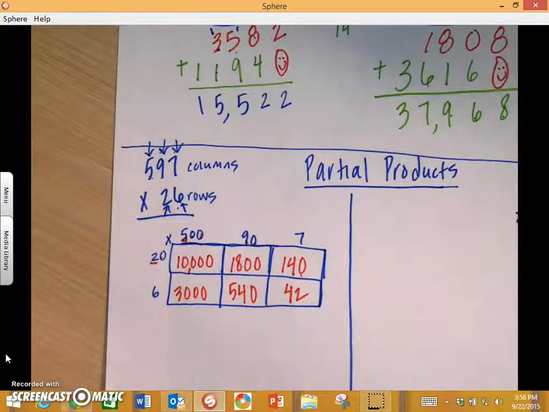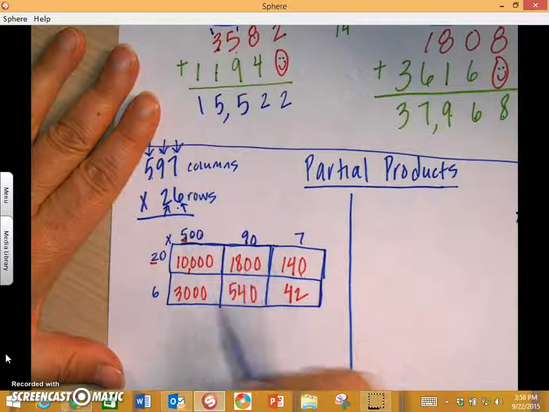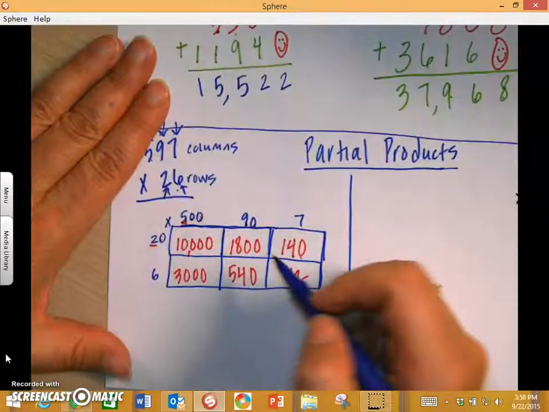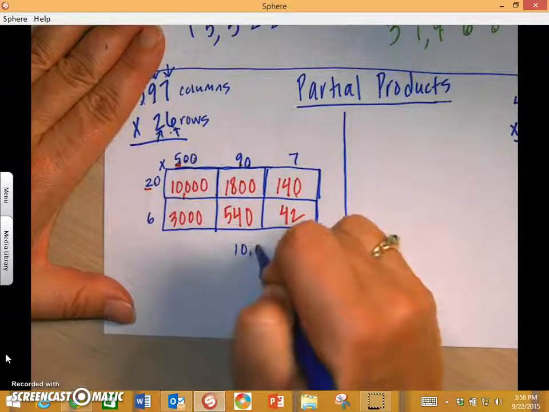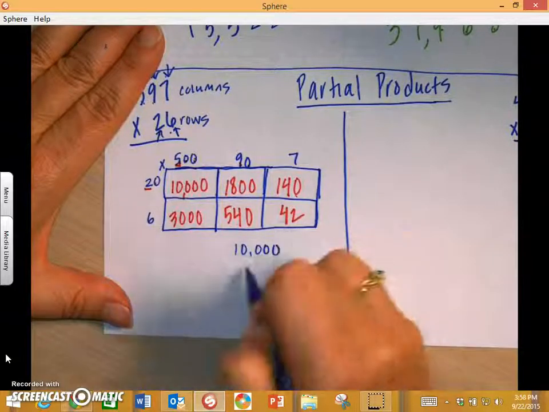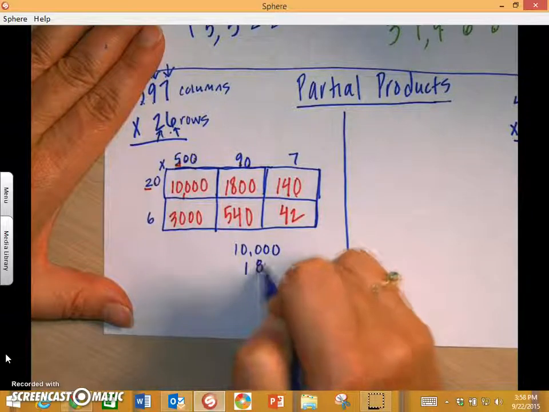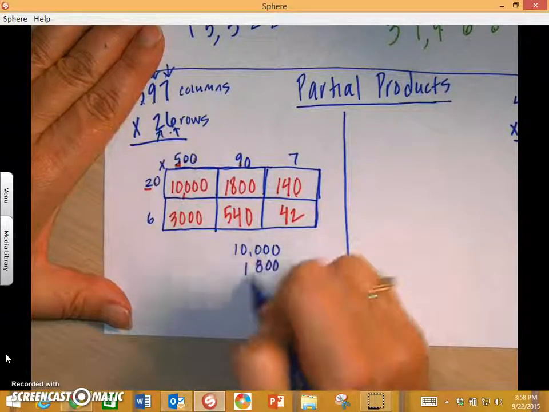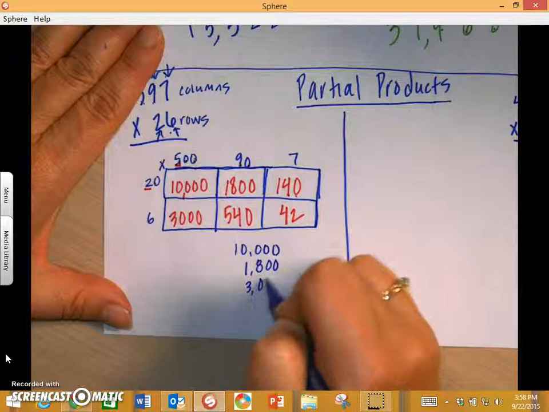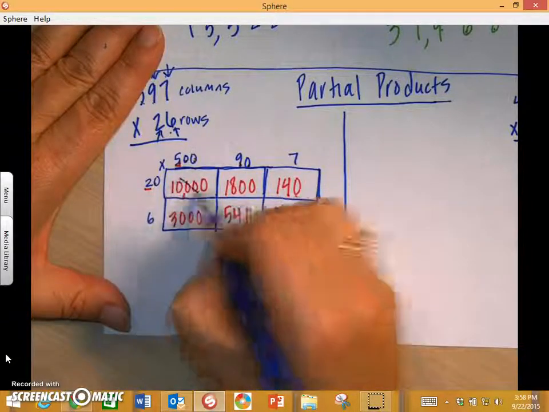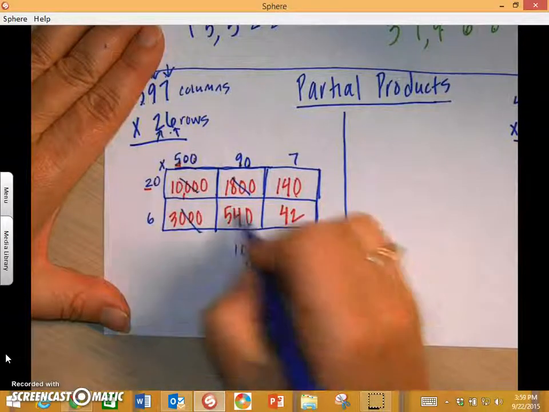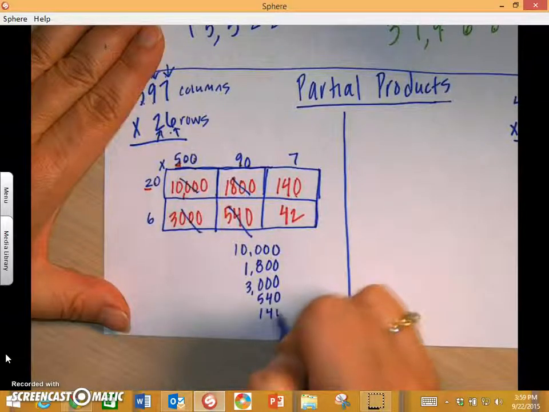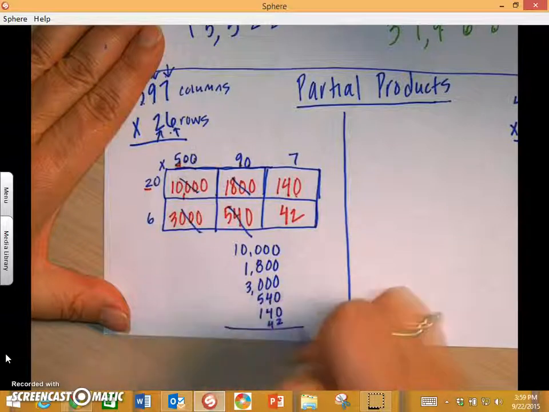So now the last step is to combine all of these numbers by adding. And I'm going to write really small so I can fit it all on here. 10,000. Make sure you line up your numbers. That's the trick to this. 1,800. I'm going to put 3,000 in here. I could even cross them off as I write them to make sure I have them all. 540, 140, and 42. And then I'm going to add them all.